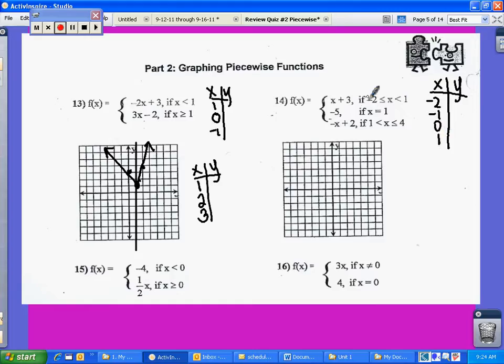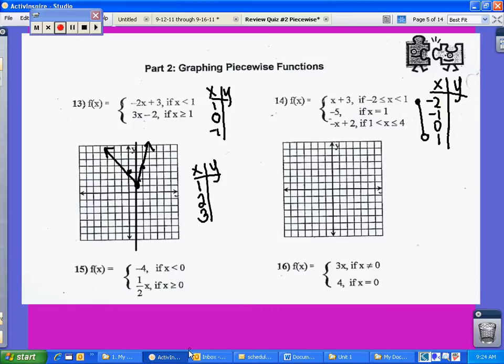Now notice for negative 2, it's less than or equal to, so that's going to be a closed circle. 1 is just less than, so therefore it's going to be an open circle, and I'm going to connect them in between. So that's what my piece of line is going to look like on the graph. So let's go ahead and graph those coordinates after I evaluate them.